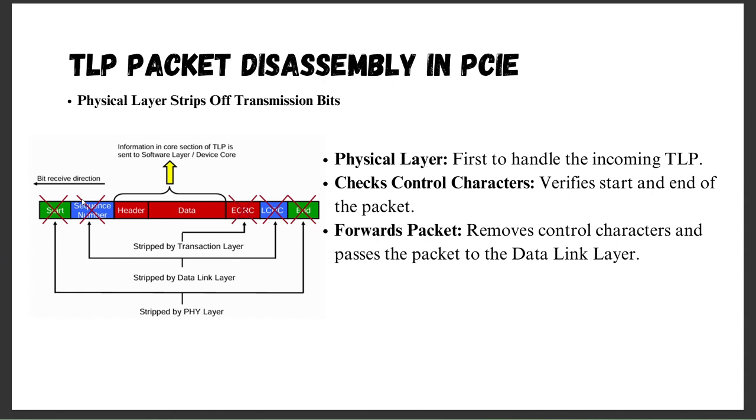So LCRC only checks for errors on the link between two neighboring devices, whereas ECRC, on the other hand, checks for errors on the entire path from the sender to the final destination. This is useful because errors could happen inside devices like switches or ports that route the packet. LCRC won't catch those. That is why we need one extra error checking method called ECRC. So do you have any doubt in this?